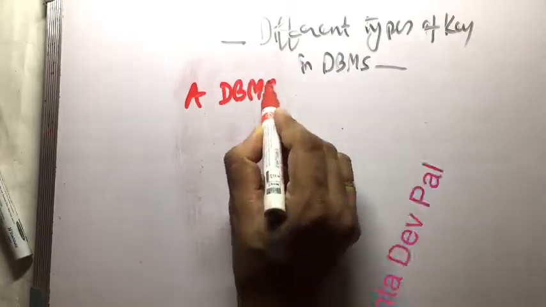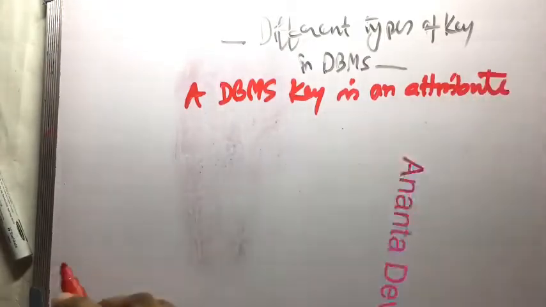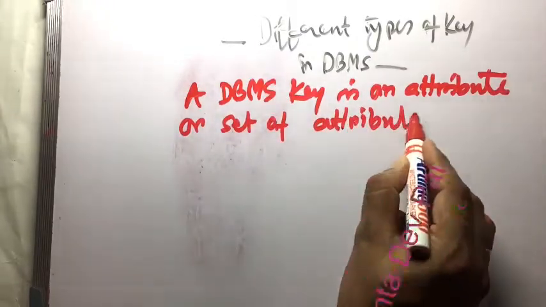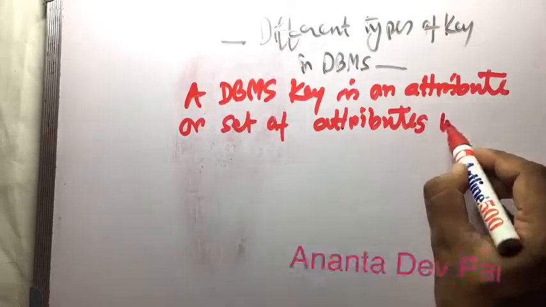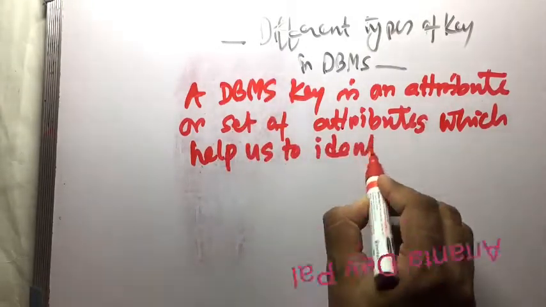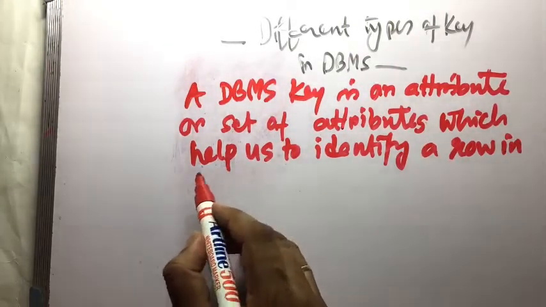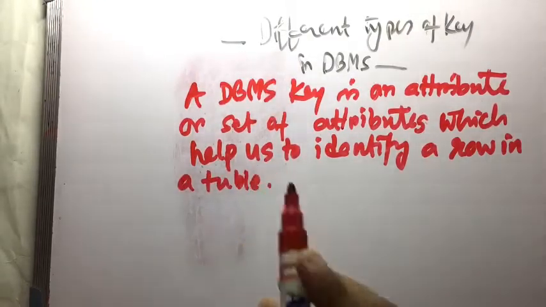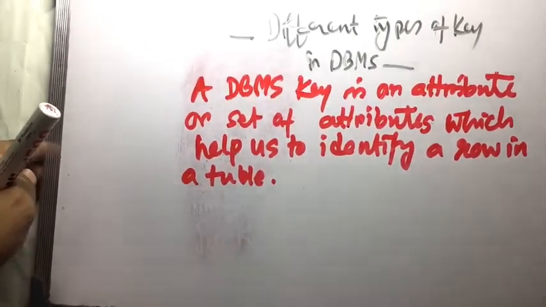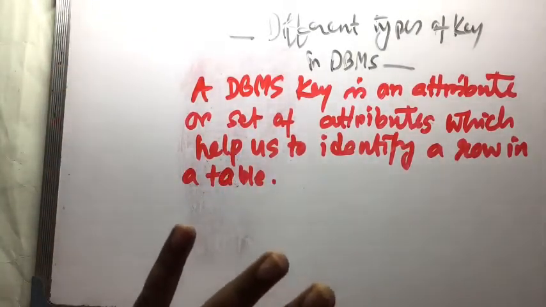A DBMS key is an attribute or a set of attributes, a single attribute or many attributes, which help us to identify a row in a table, or a tuple in a table. So this is the key.